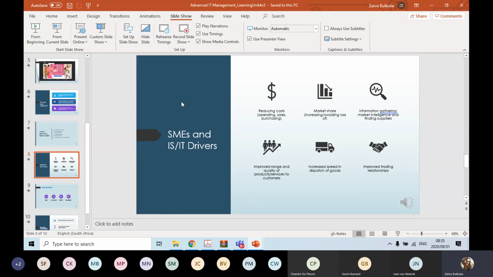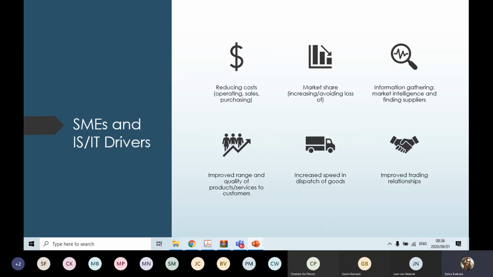So we're going to now look at SMEs and IT/IS drivers. In terms of this particular section, what we are going to be looking at is the specific context of the adoption of e-business technologies by SMEs. So what are the drivers for this movement? And there are various ones, and I will speak to certain ones with examples.